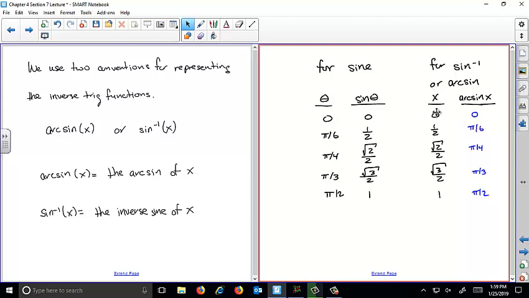So if x equals 0, the arcsine of x is 0. The arcsine of a half is pi over 6. The arcsine of the square root of 2 over 2 is pi over 4. So you just switch. That's another characteristic of inverse functions: you flip the numbers. And that's also why they are symmetric around the line y equals x, which we'll see later.